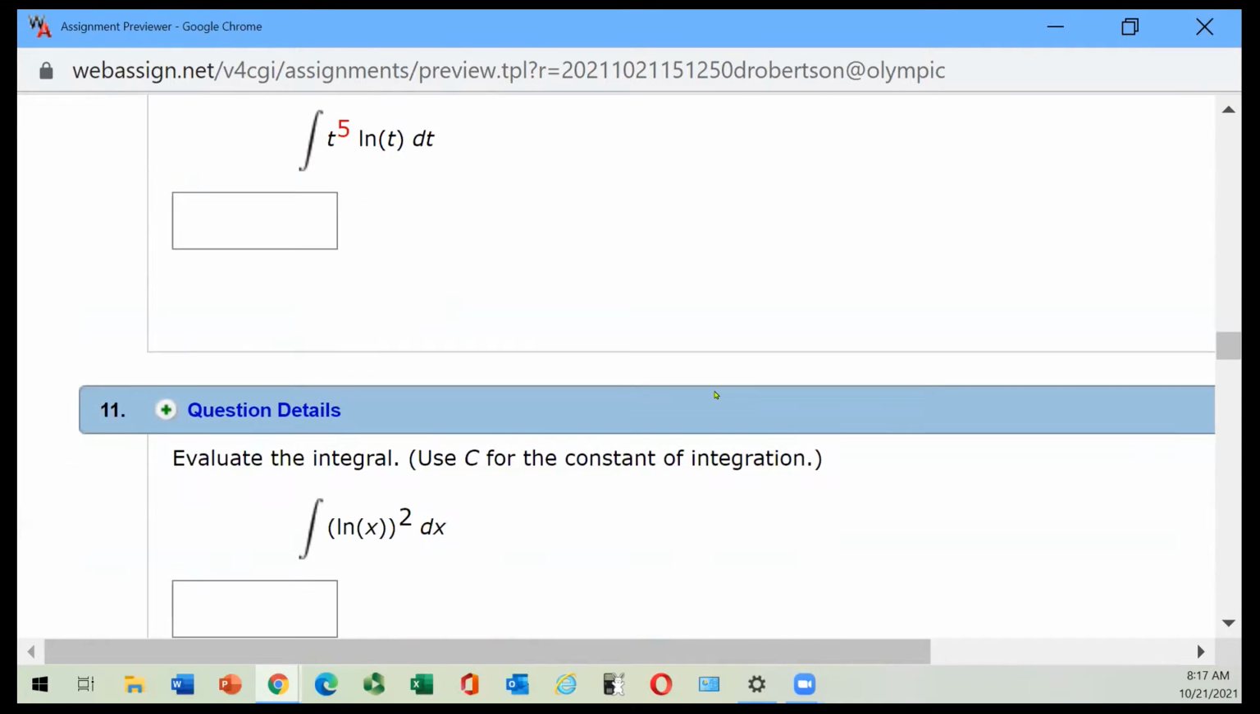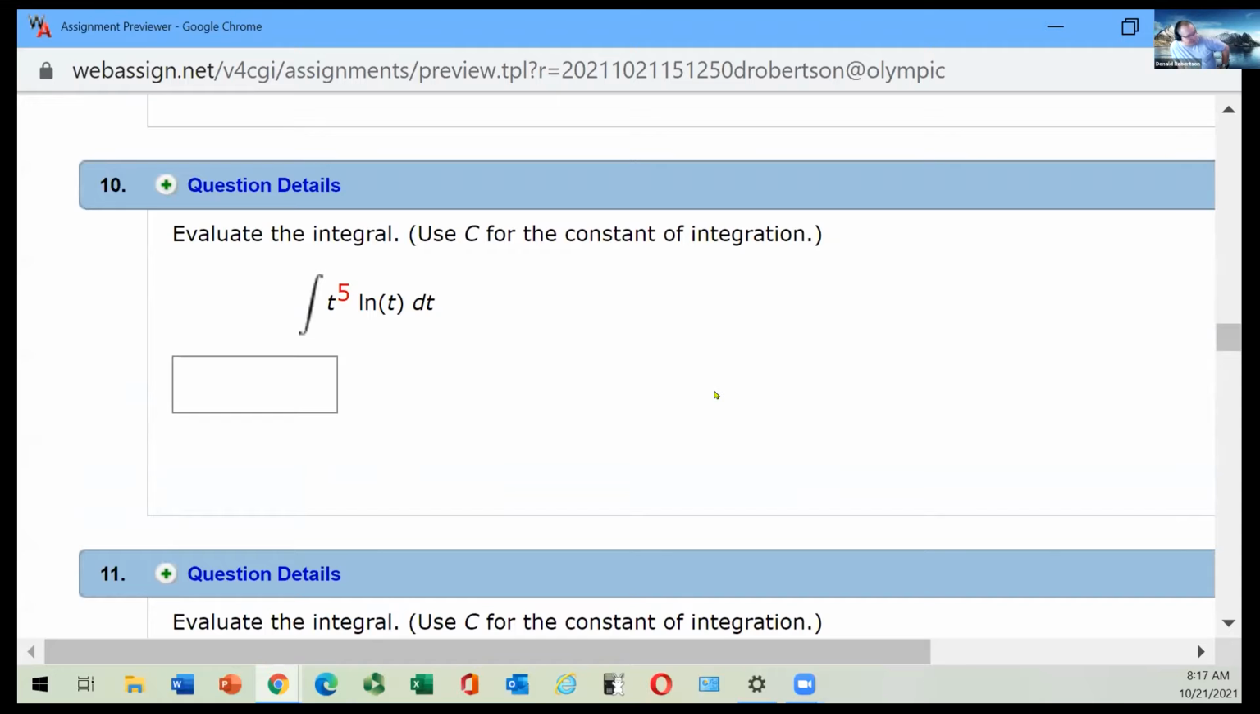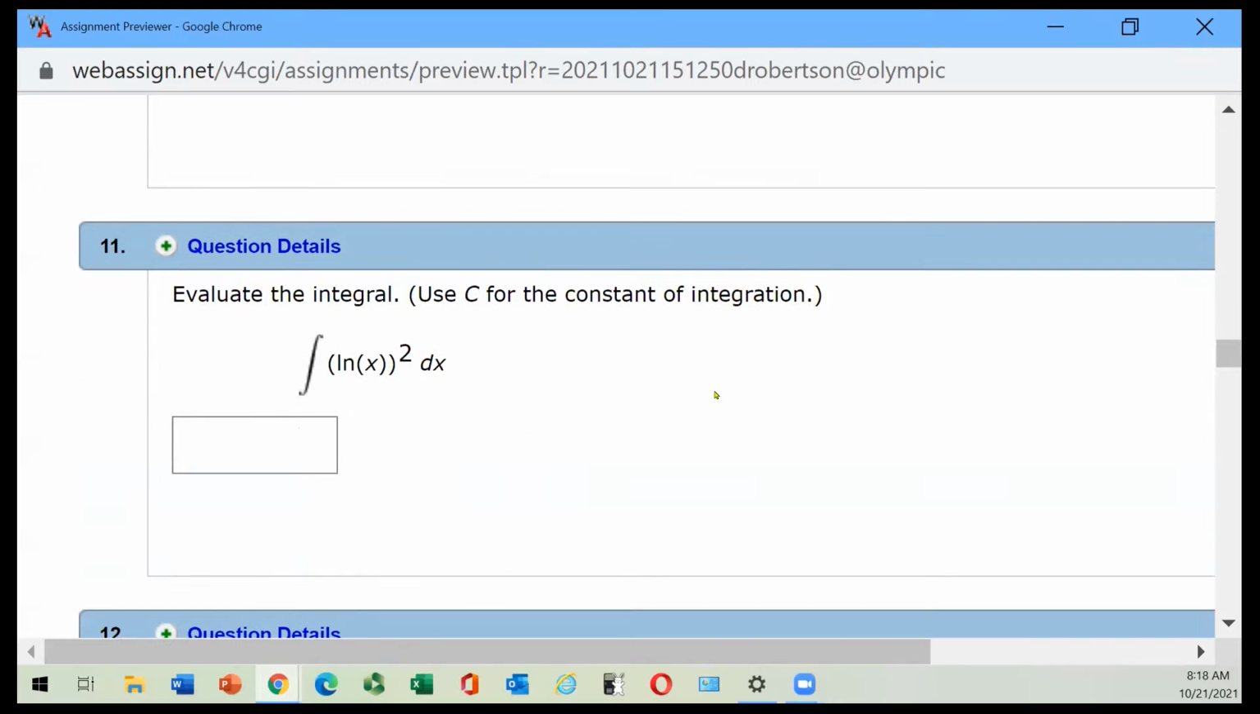Who would you choose for F in question 10? Log t. That would come under the category situation 3. Who would you choose in 11? Who would f of x be in question 11?